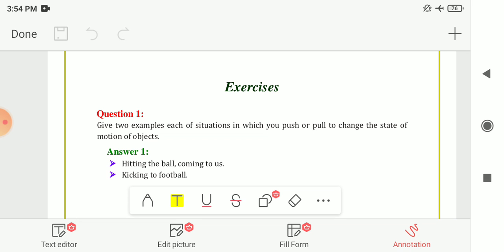Then we had seen that when two forces act on an object in opposite directions, the resultant, or you can say net force, is equal to the difference of the applied forces, and the direction of this resultant force is in the direction of the greater force. Then we had seen that when two forces act on the object in the same direction, the net force is equal to the sum of the two applied forces, and it is in the direction of either one of the forces.